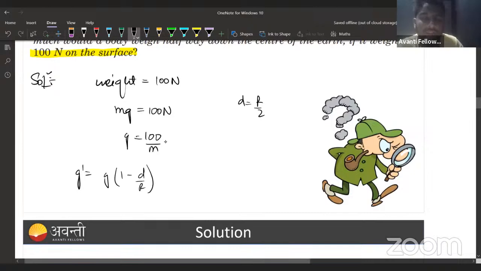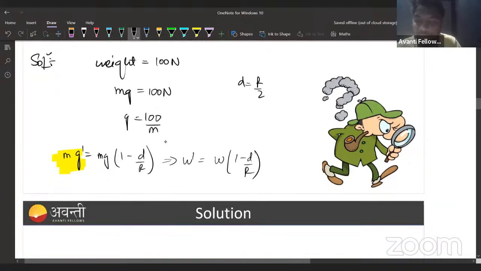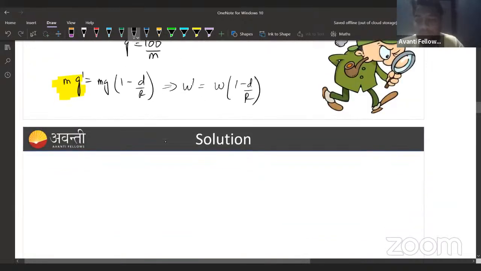Substitute the values here. If I multiply m on both sides, so what will this value be? This will be the weight on going halfway down. So can I say this is, yeah, weight dash is equals to weight into 1 minus d by r. Yes or no? 50 Newton is the correct answer. Very good.